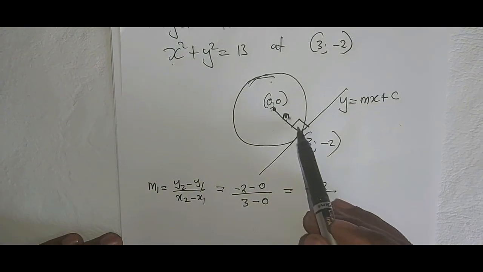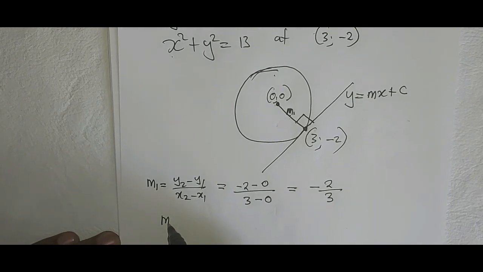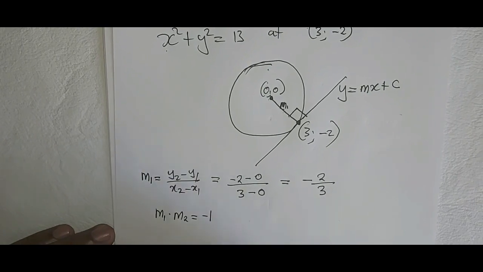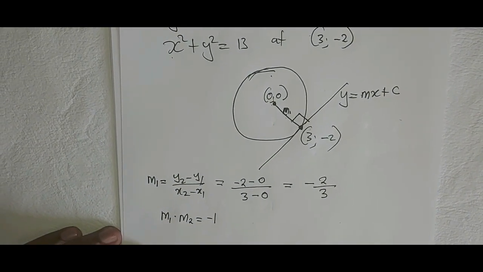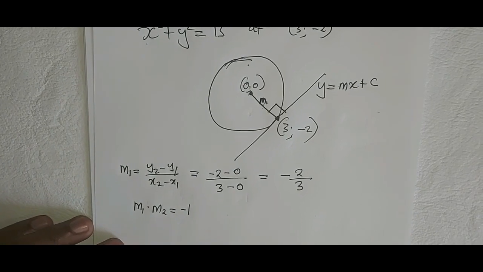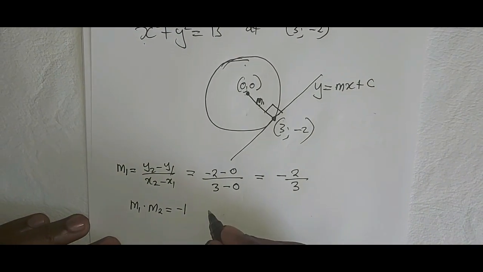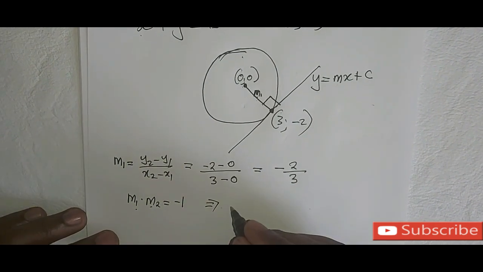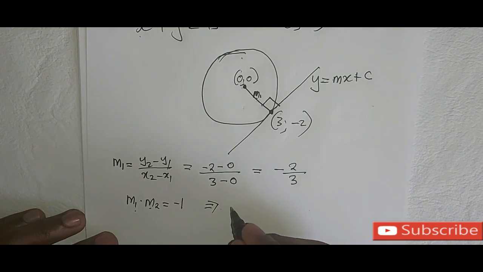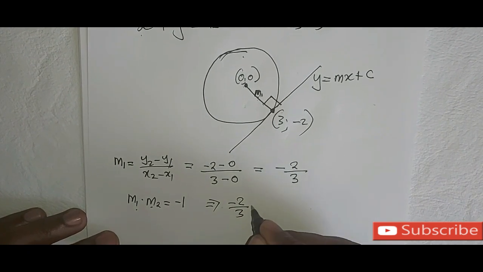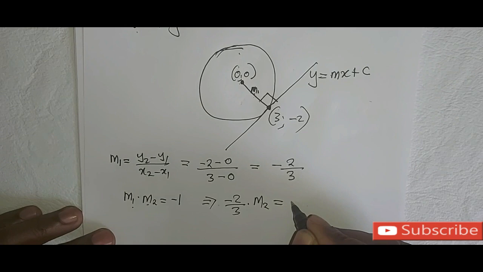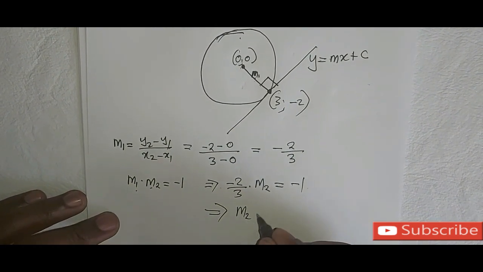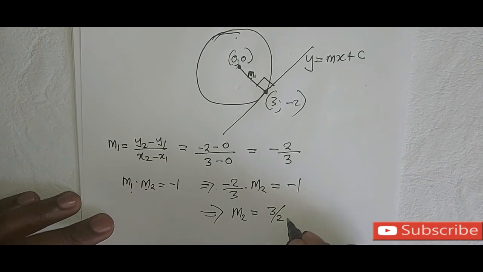Since these lines are perpendicular, m1 multiplied by m2 equals -1. That is, if two lines are perpendicular, the product of their gradients is -1. Therefore, to find m2, we substitute our m1: -2 over 3 multiplied by m2 equals -1. Solving for m2, we get m2 equals 3 over 2.